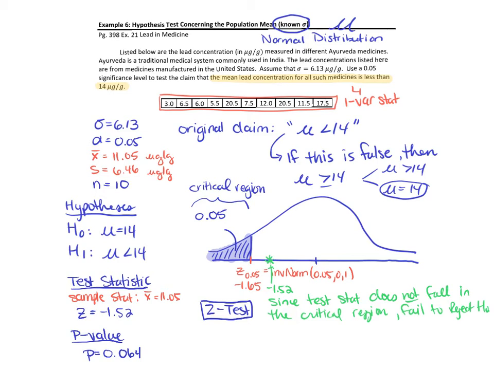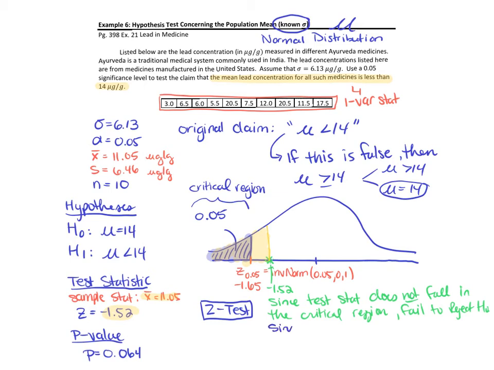Now I'm going to use yellow to highlight the p-value. The p-value is the probability of getting a value that is at least as extreme as the one that we got. And the one that we got, I'm referring to our z-score of negative 1.52, which corresponds to our sample statistic of 11.05. So what this is saying is that the probability of getting a value that is at least as extreme as ours is larger than our significance level.